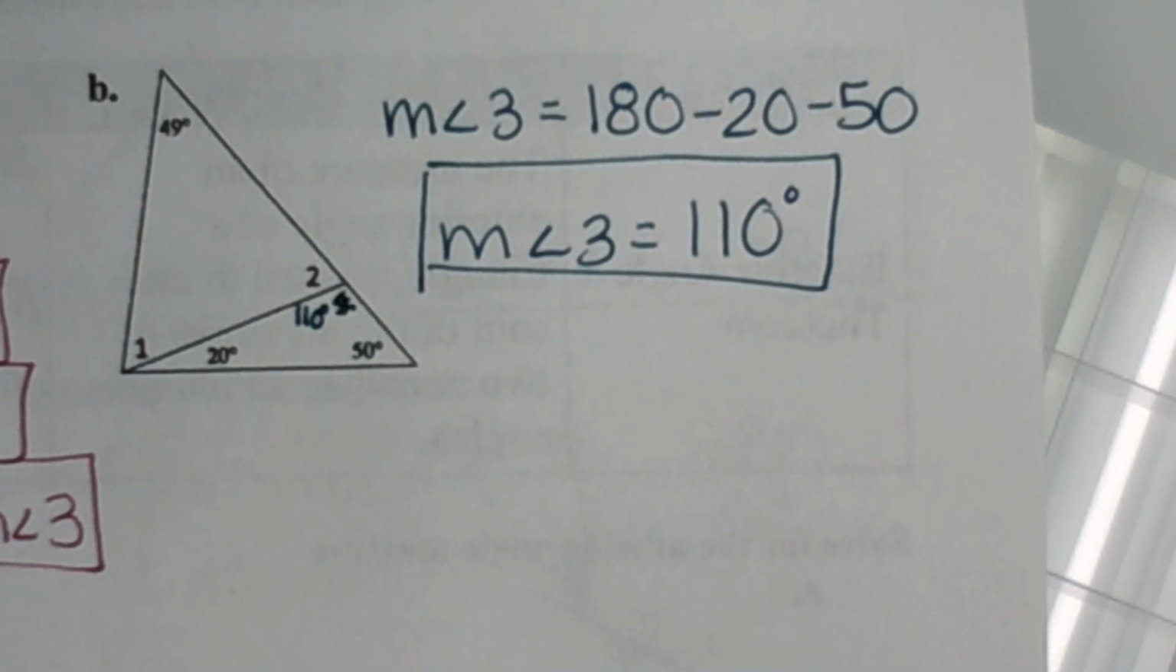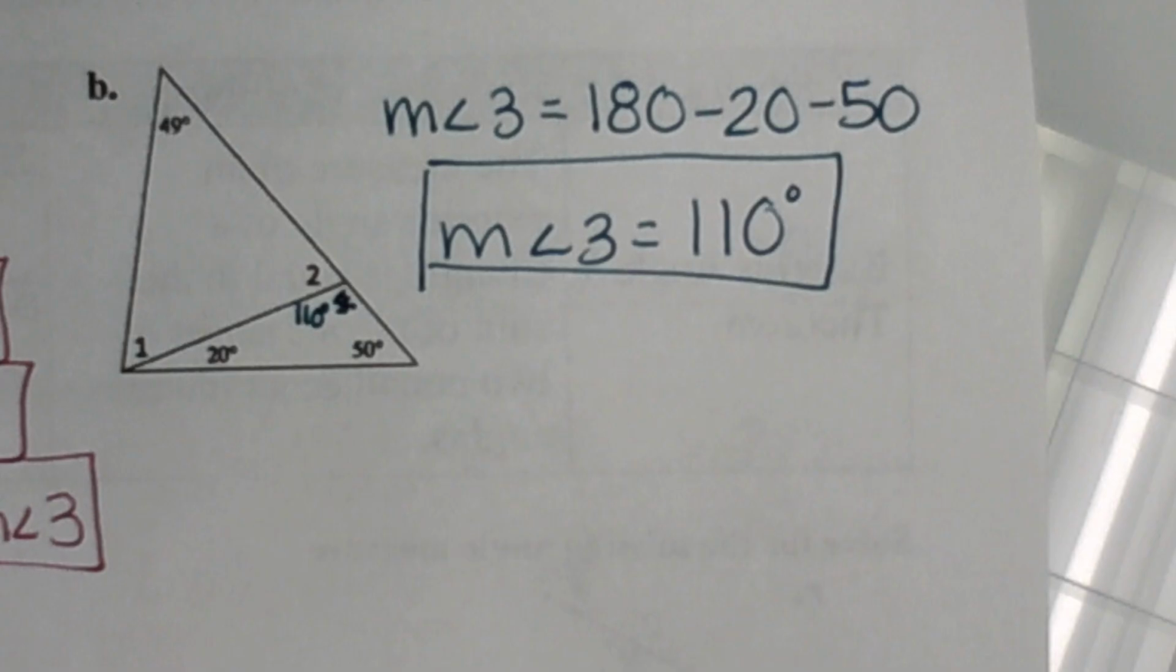What do you think we should find next? Angle 1 or angle 2? Angle 1. Comes back to what do we have the information for? If I look at angle 1, I only know one other angle in the triangle with it, not helpful. I don't see anything about what angle 1 could add up to with the angle next to it, so that's not helpful, and I don't see an X.